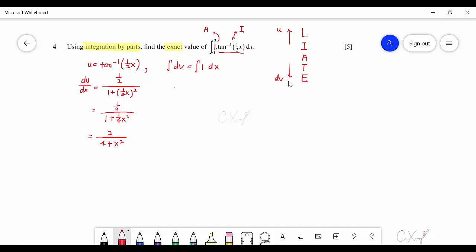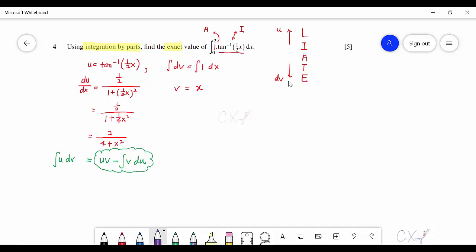For the dv part, you are having integration. Integrate dv, you get v. Integrate 1 dx, you get x. So this is very simple. Then now we try to apply the formula, which is uv minus integral of v du, where the original equation is integral of u dv equals uv minus integral of v du. So we are going to apply this here. Okay, so let us start now.